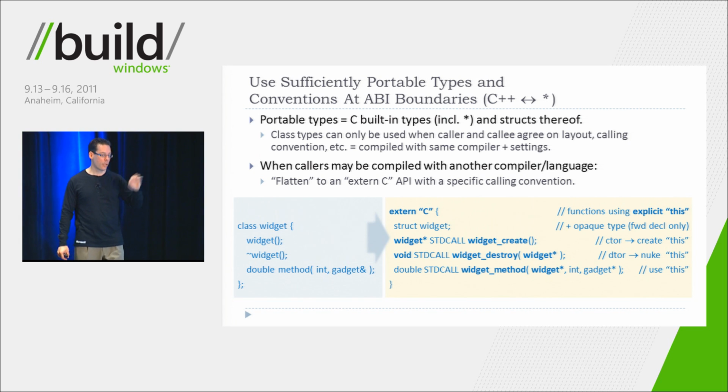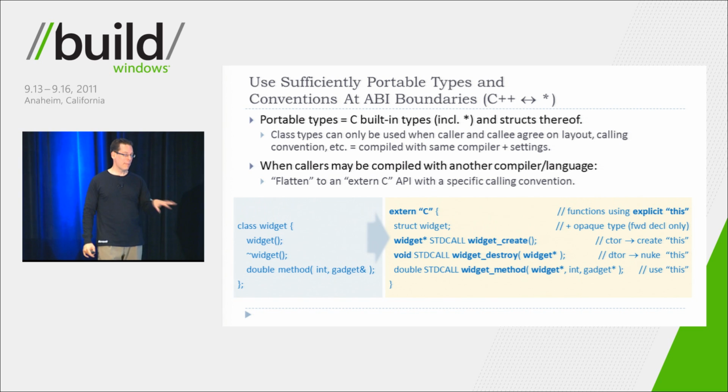And then the constructor becomes a widget create function that takes whatever parameters and returns a new widget star. And remember, widget star is a forward-declared type. It's type safe, but nobody knows what the details of the type are. My destructor becomes a destroy function, which takes a widget star and then nukes it.